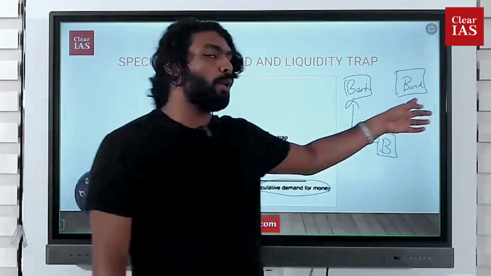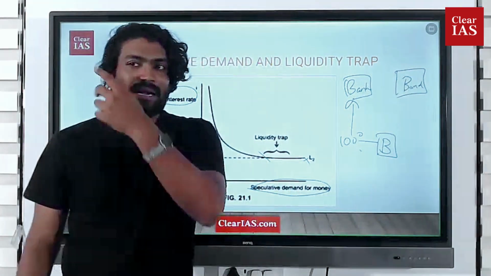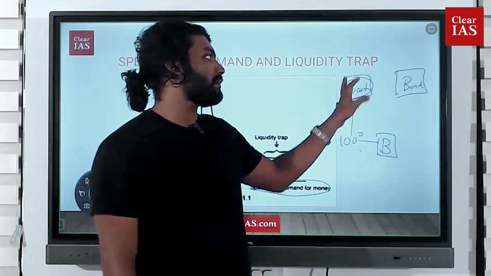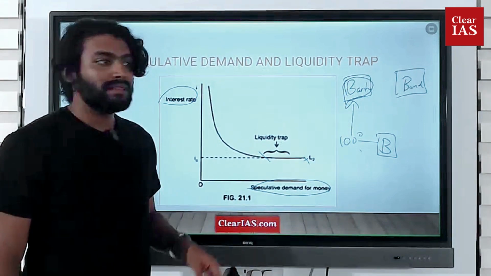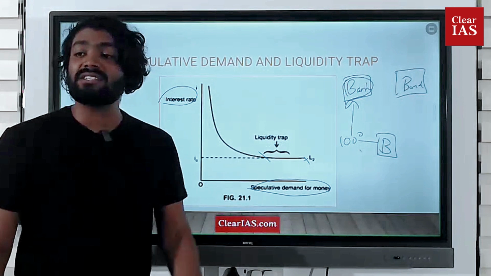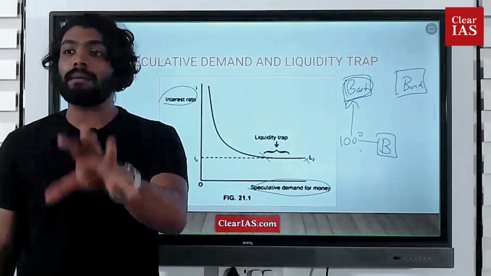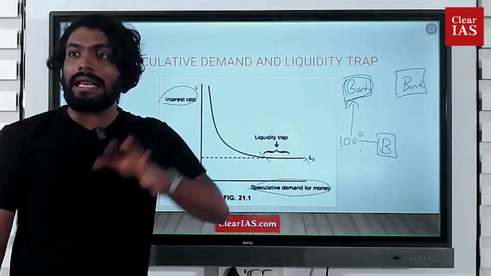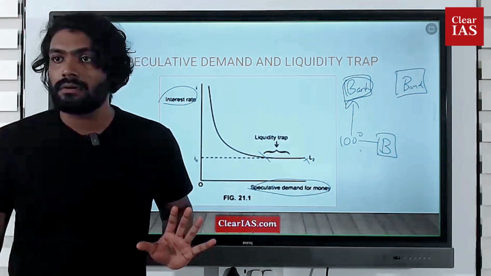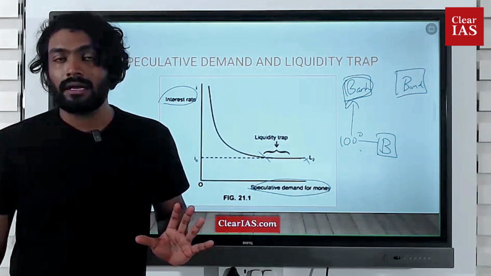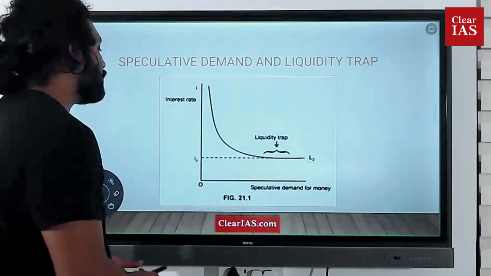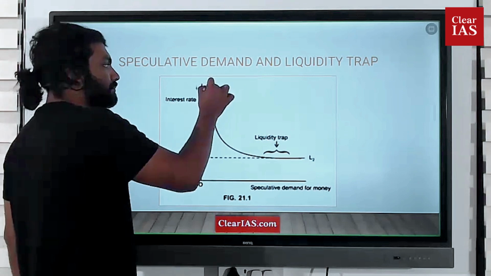Instead of investing in the bond, there is an idea that in the coming days interest rate is going to increase. You will be actually choosing the bank. That is, speculative demand for money is very, very high. You will be holding that money in liquid or investing in the bank. More liquid asset than bonds. Hope it is clear. Then consider another context where interest rate is very high.